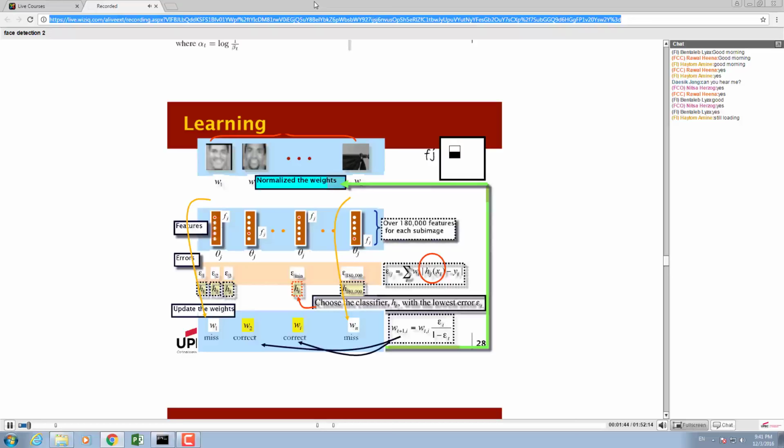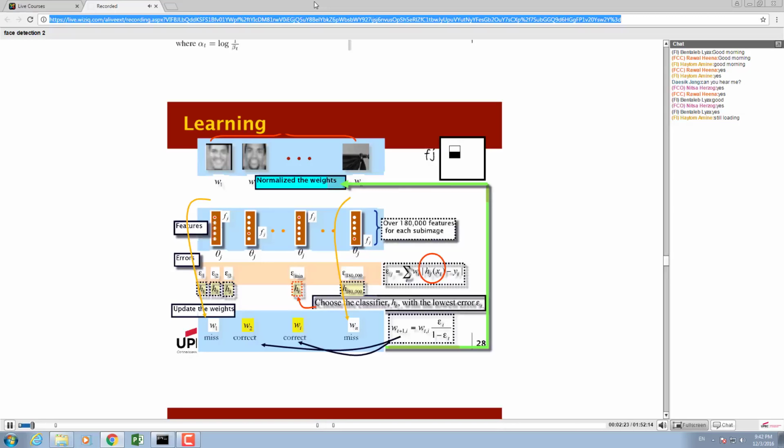Okay, so based on the given samples and Haar-like features, we start by normalizing the weights. So every sample has its own weight, and the weight is initially all the same, a normalized value. Okay. And from the weighted samples and the features, in the beginning we try to calculate all the features, applying all the features to every sample. So for every feature, we try to calculate the error, e_j. Okay, so you may remember how to calculate the e_j.